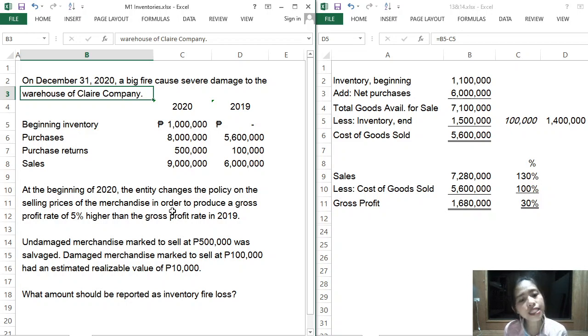Now, damaged merchandise marked to sell at 100,000 has an estimated realizable value of 10,000. So, there is another group of merchandise na although damaged, meron pa rin silang estimated realizable value. So, pwede pa rin natin silang mabenta although at a lower amount, that's 10,000.